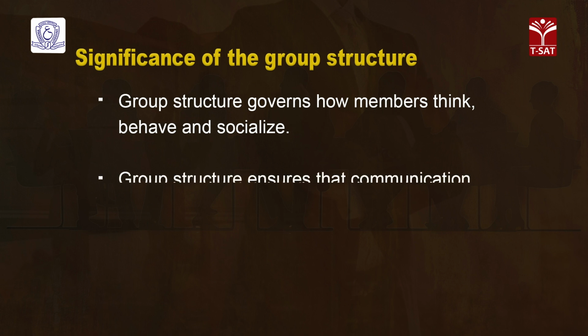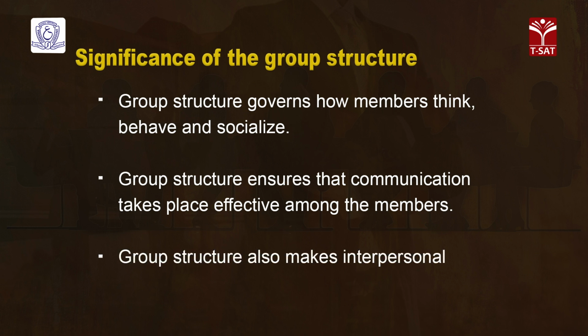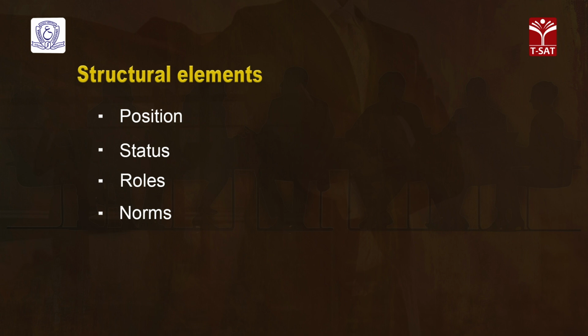Group structure ensures that communication takes place among the members effectively, because there is a hierarchy built and there is clarity on who would communicate with whom. Group structure also makes interpersonal situations predictable. Now let's see what structural elements are and how these elements shape a group structure. There are four elements, or components, of group structure, and these are position, status, roles and norms. These concepts might be overlapping, but you have to go through the concepts clearly to understand.